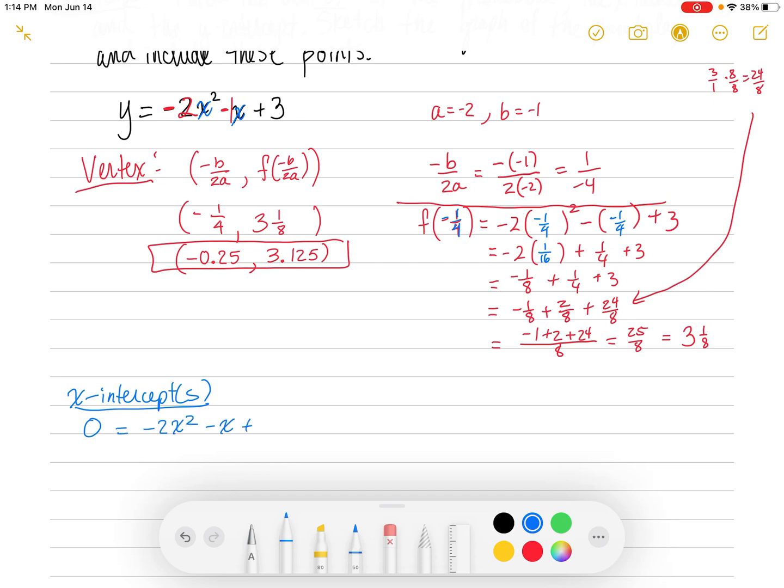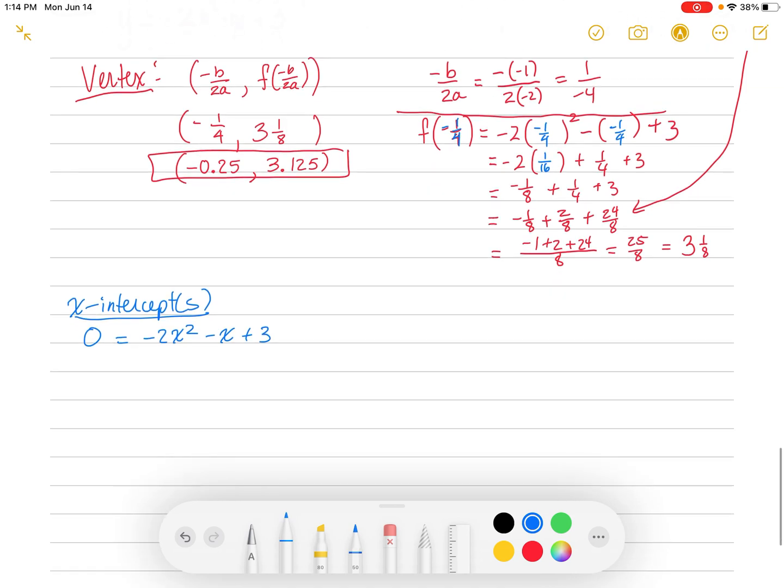Let's find the X-intercepts. So to find the X-intercepts, we're going to set the y equal to 0. So we're going to have 0 equals minus 2x squared minus x plus 3. I'm going to get rid of the negative out in front of the minus 2x squared. It's kind of not nice to have a negative there out in front of the 2x squared. So we're going to multiply everything by negative 1. We're going to get 0 equals 2x squared plus x minus 3. So I just multiplied everything by negative 1 to clear out that negative in front of the 2x squared. So now we have a positive 2x squared plus x minus 3.